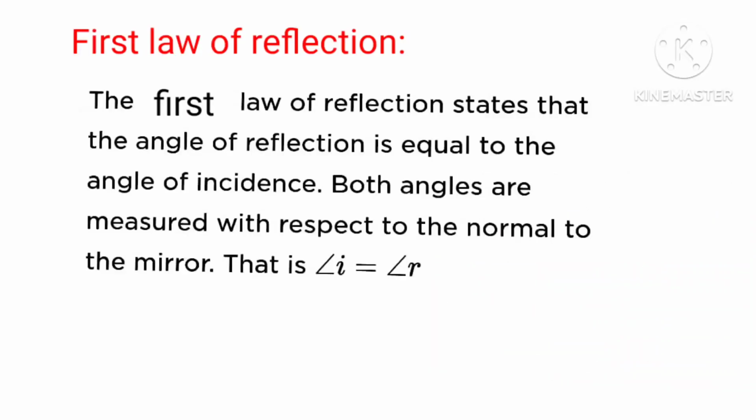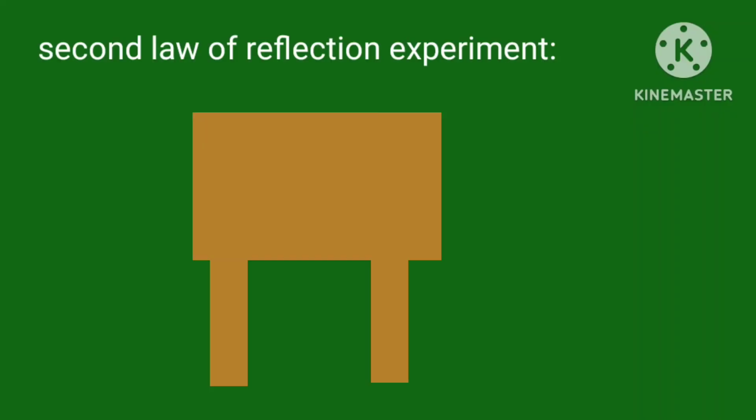From this experiment, first law of reflection is proved. The first law of reflection states that angle of reflection is equal to the angle of incidence. Both angles are measured with respect to the normal to the mirror. That is, angle I is equal to angle R.